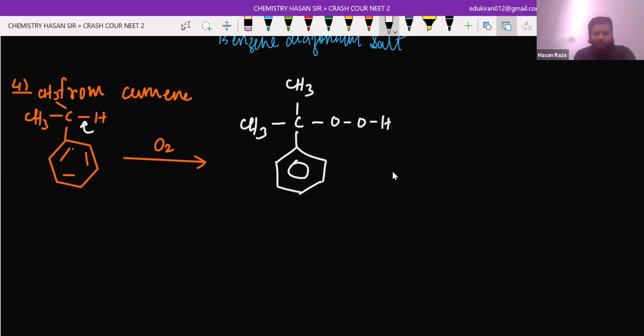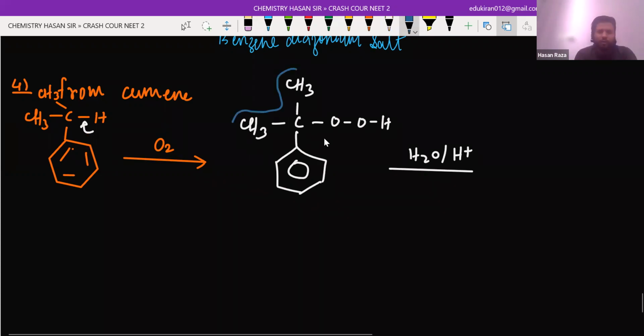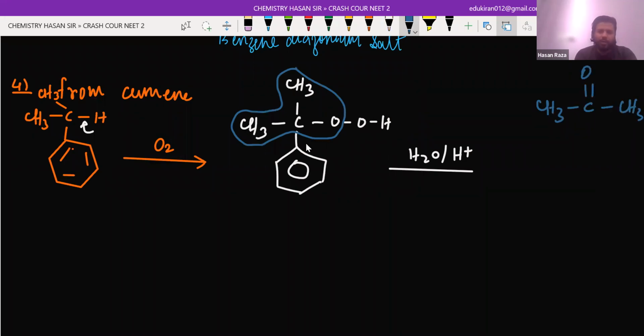And after this, you are going to hydrolyze it in the presence of acid. You know what will happen? This total group will be eliminated in the form of ketone. So this will be your byproduct. You can say CH3, C double bond O, CH3, propanone, which is a byproduct. And this OH will be directly attached on the benzene ring, and then it will form your phenol.